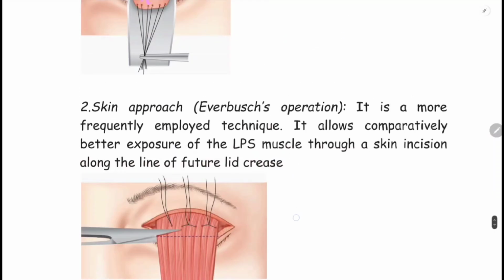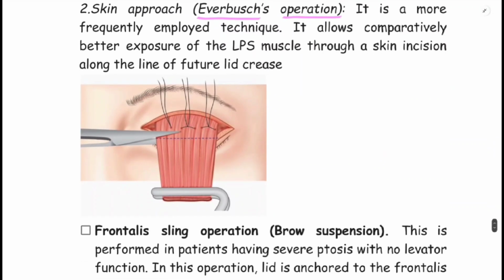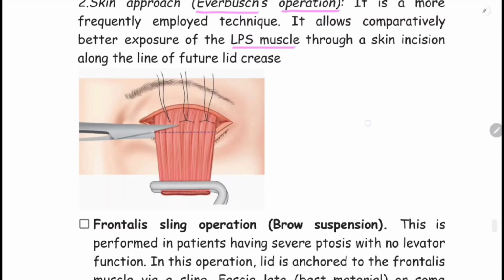Now the skin approach of levator resection is known as the Everbusch operation. It is a more frequently employed technique. It allows comparatively better exposure of the LPS muscle through a skin incision along the line of the future lid crease.